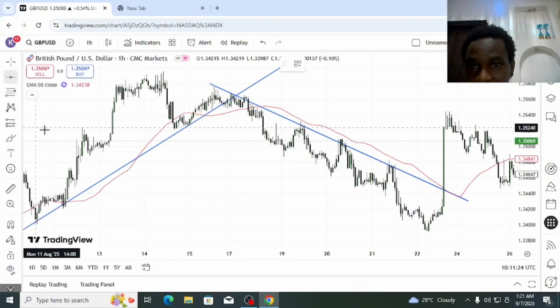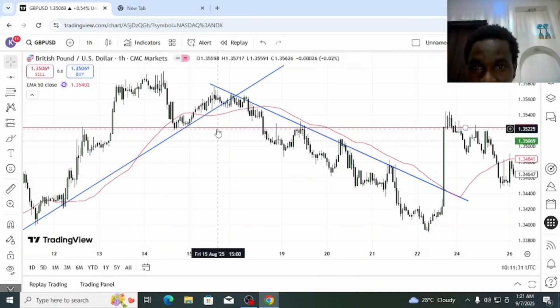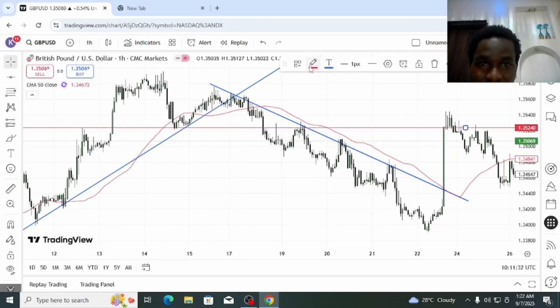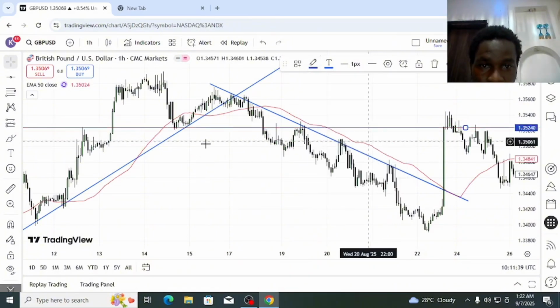So this is our horizontal line. We have to place it here at the closing price. Note, it has to be at the closing price. I usually just take it as the blue color. Yeah, this color.